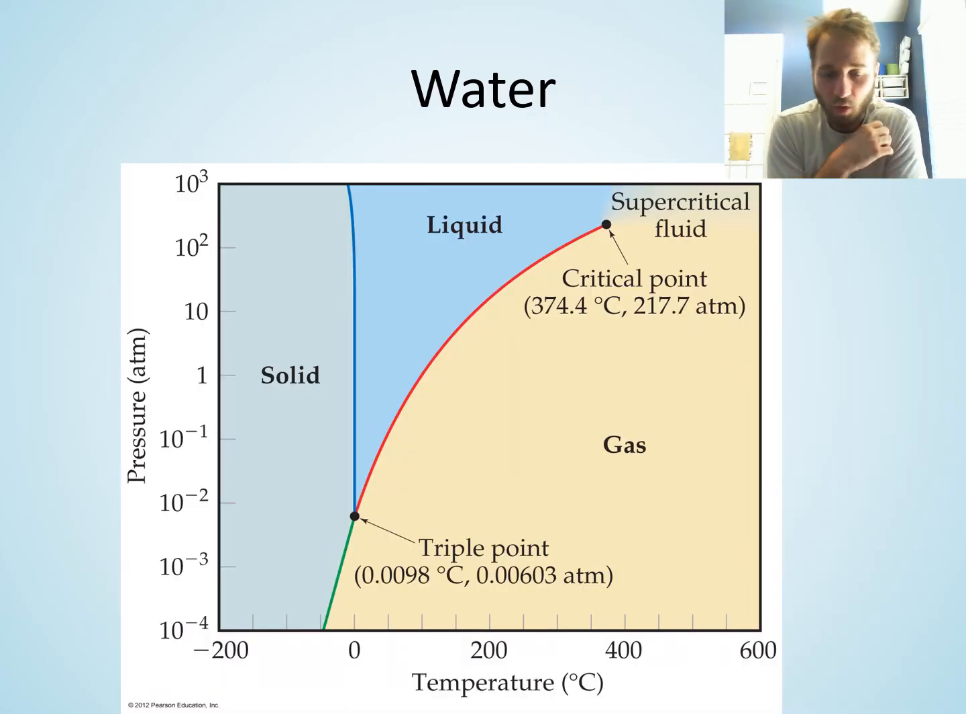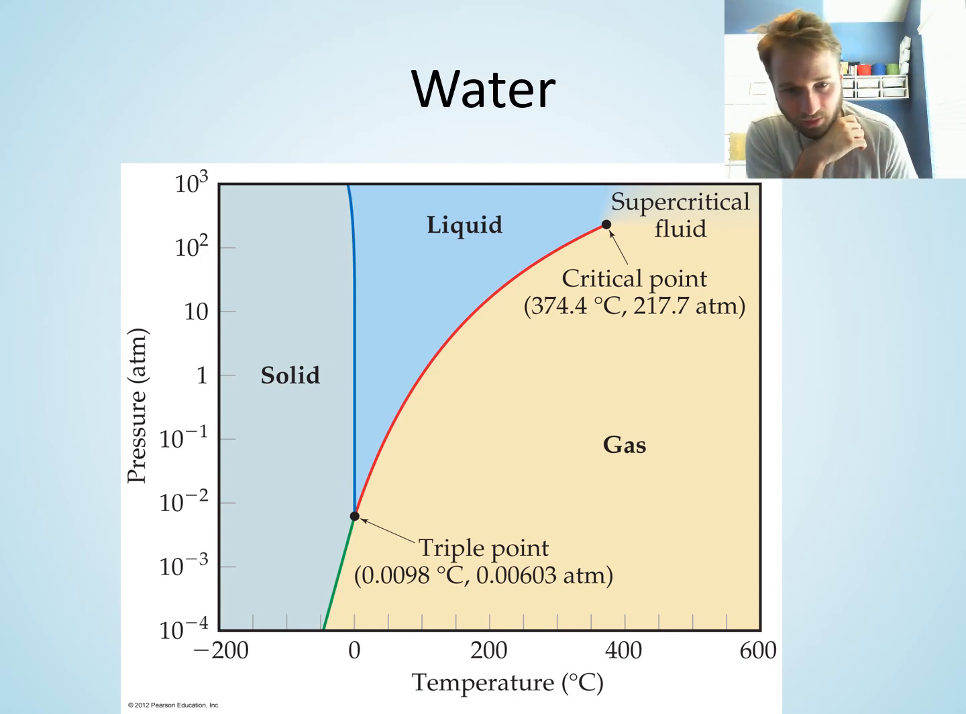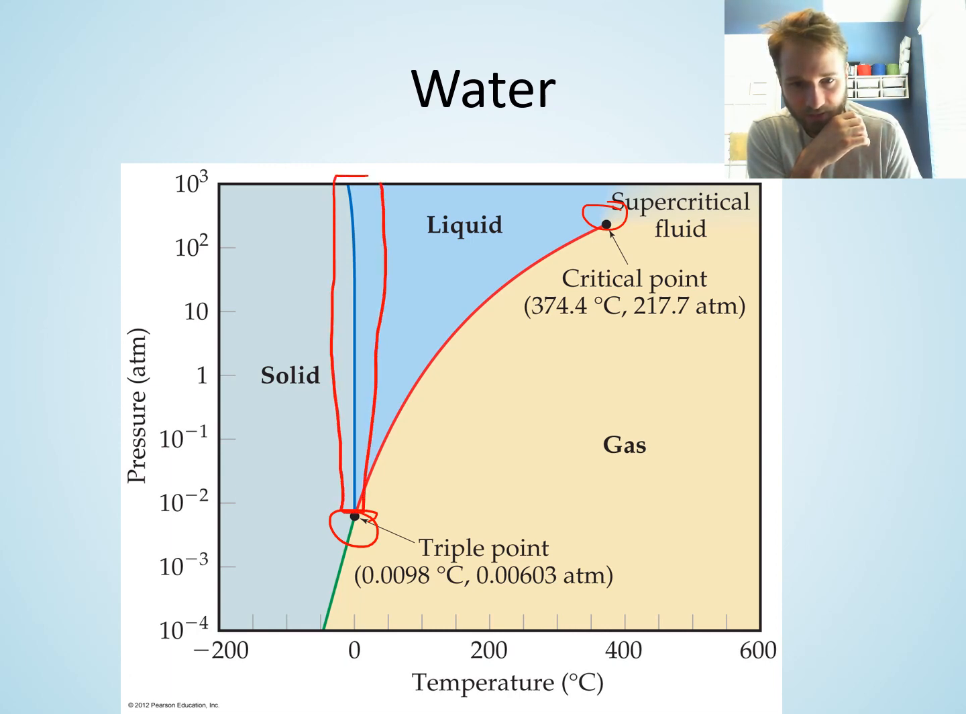Water has the same type of phase diagram as other things. You have a triple point, and you have your phase boundaries between your different phases. And you have your supercritical point, or your critical point. One of the things to note about water that's different is that this line that separates the liquid and the solid goes up and to the left.